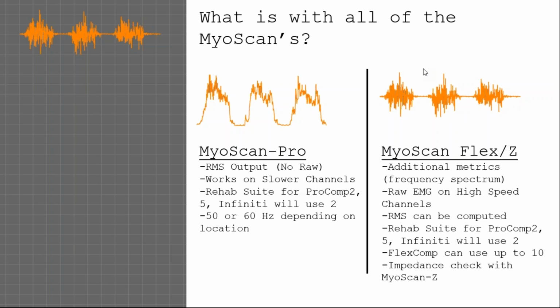The difference between the Flex and the Z is really one thing, and that's the Z has an impedance check feature. So if we have any researchers with us today, if they need to verify that they're getting good signal quality, we can generate a report on how much impedance is there with this sensor. So again, small details, but important when we look at this pile of equipment in front of us, and we're trying to decide what we really need.